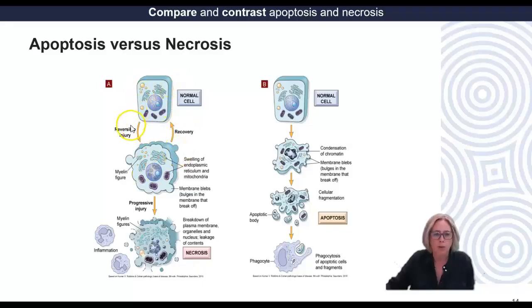We've got our normal cell that gets injured, and to a point, it's a reversible injury and it may recover, or it may then go on to irreversible injury. And we get all of these steps here of pycnosis and then karyolysis. And you can see very clearly that this involves inflammation, whereas over here, apoptosis does not.